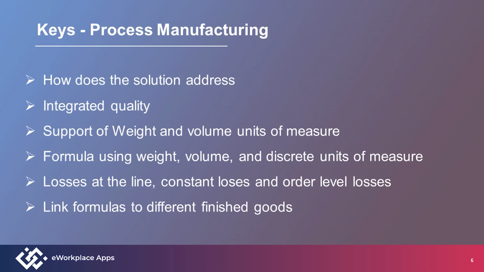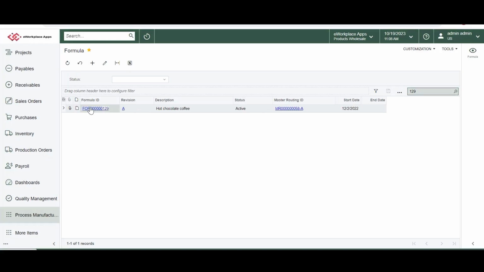Now let's look at a formula and see how the solution addresses integrated quality, how it supports weight and volume units of measure, how formulas could be based upon weight, volume, or discrete units of measure, how it handles losses at the line, order level, or those constant losses, and lastly, how we link a formula to different finished goods. Let's look at a formula.